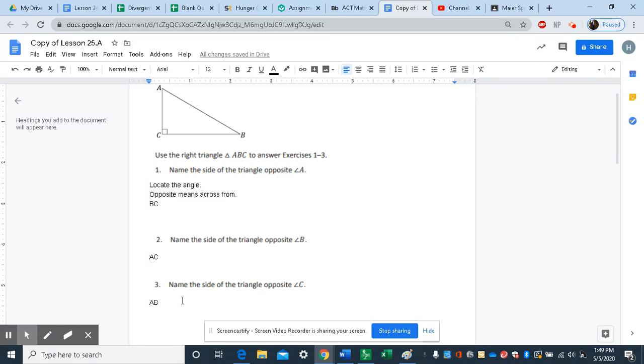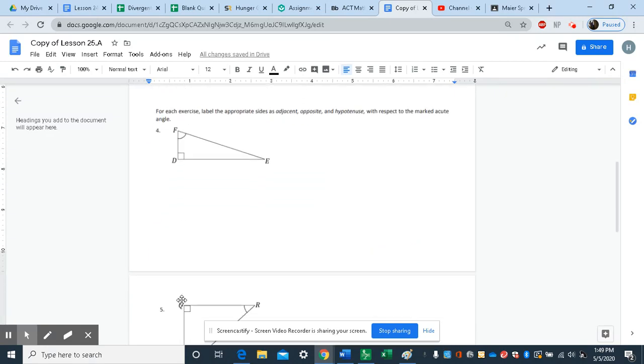Okay, so we're going to scroll down to problem 4. Now what's happening is we have one angle that's marked. When we're labeling things adjacent, opposite, and hypotenuse, we're ignoring the right angle. For right now, ignore the right angle. In this case, the angle we're basing it off of is angle F.